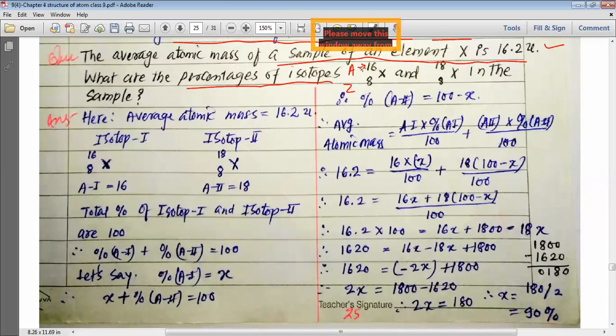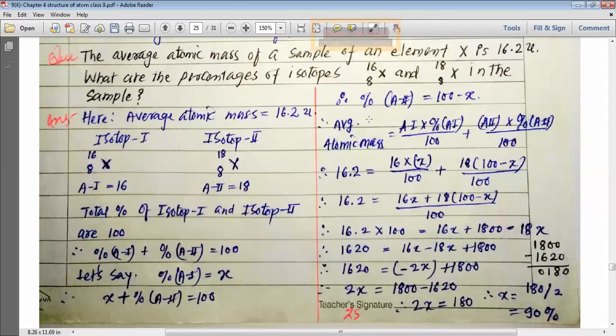The atomic mass of isotope 1 is 16 and the atomic number of isotope 1 is 8. Then you have the other one, the atomic number is 8, 8X18. So the atomic mass of the second isotope is 18. So this is what we understand from the question. They have already given the average atomic mass. They have given us the atomic mass of isotope 1 and isotope 2 in the sample, and what we need to calculate is the percentage for both of these samples.